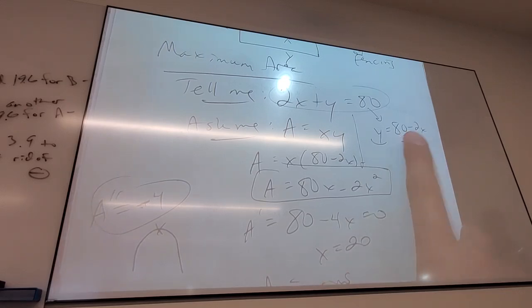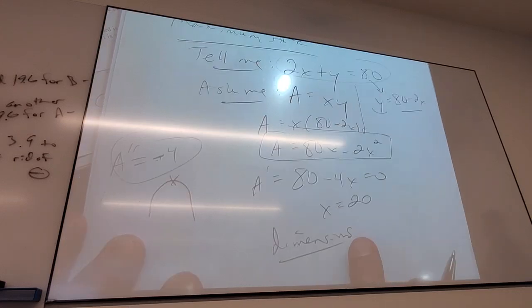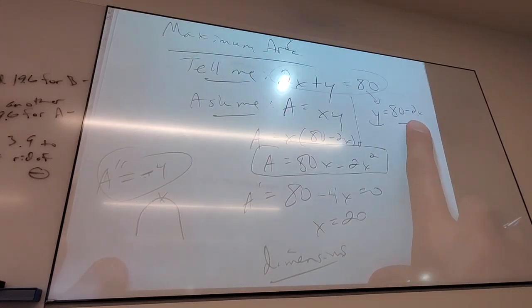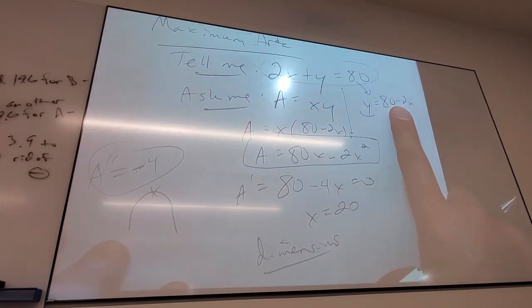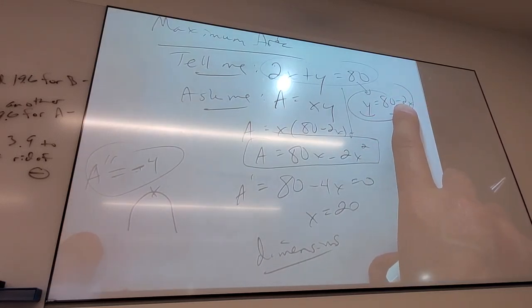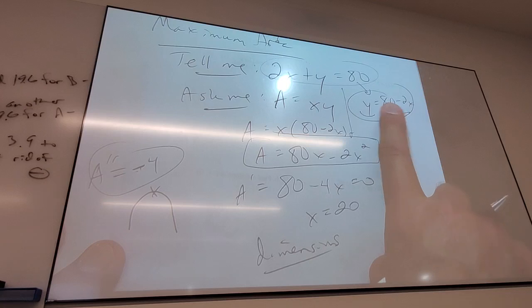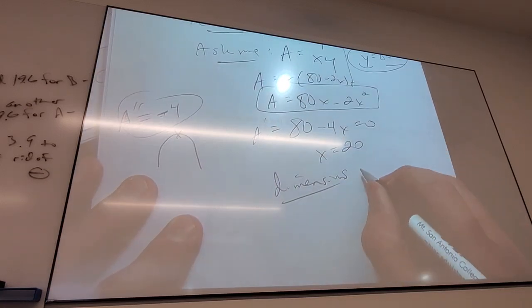Do we know what y is? Yep. If I know what x is, then I also know the number, which is nice. I know x is 20, therefore y is 40. Is that all right? The minute I figure out what x is, can I figure out what y is? Of course I can, because I know y is 80 minus twice x. Whatever x is, I double it and I subtract it from 80. So y is 40, so this would be 20 by 40.